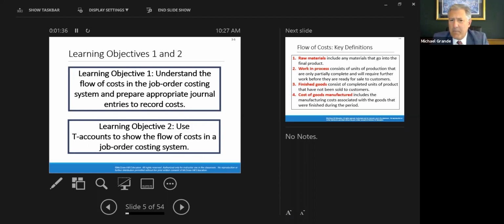So here are the two big learning objectives that we have here. Number one, understand the flow of cost in the job order costing system and prepare the appropriate journal entries to record that. There's a lot of journal entries in this chapter. And number two, using T accounts to show the flow of cost in the job order costing system.